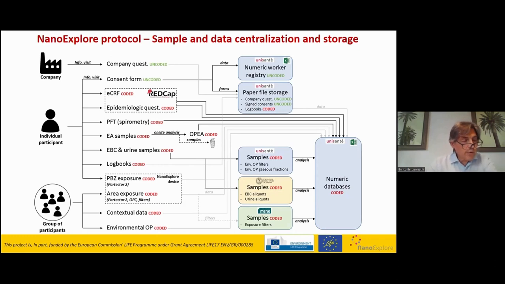Data consists of three types: company questionnaires, samples from different biological matrices, for instance blood, urine, exposure filters for environmental monitoring, and numeric files. All these have been stored on the specific platform at Unisanté. But this is a very complex interplay among the information that we are managing.